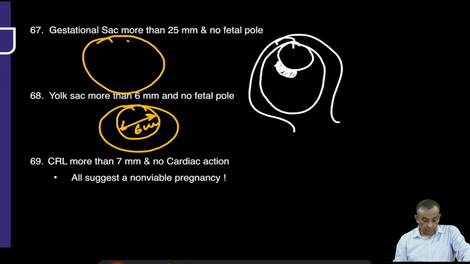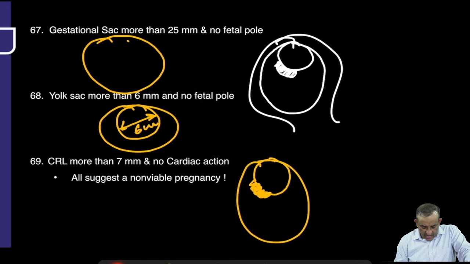And if you see a uterus which has a gestation sac with a yolk sac and a fetal pole, and a fetal pole which is more than 7 millimeters, and there's no cardiac activity, then this is also not going to survive.